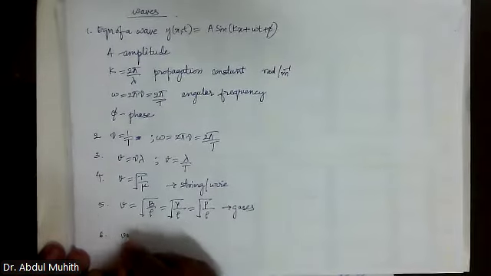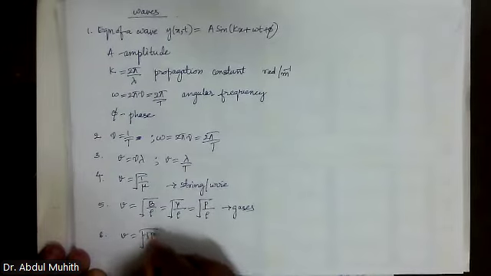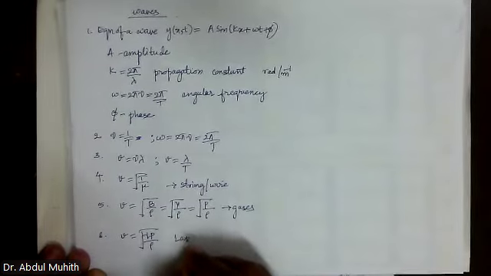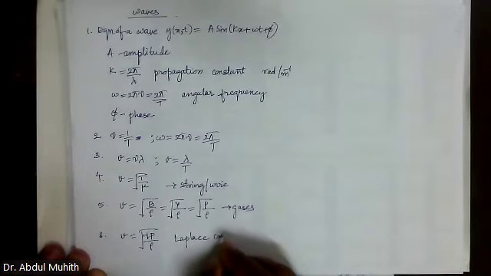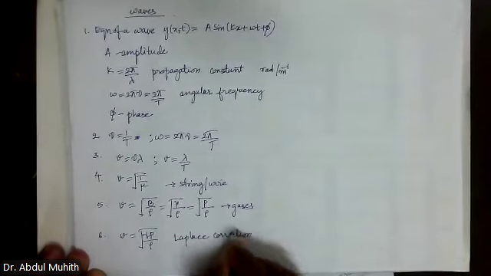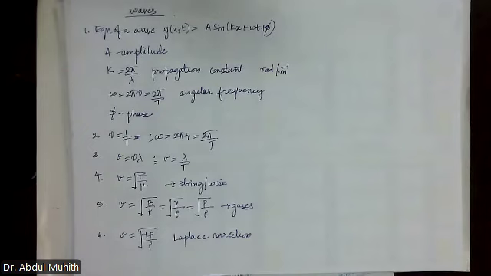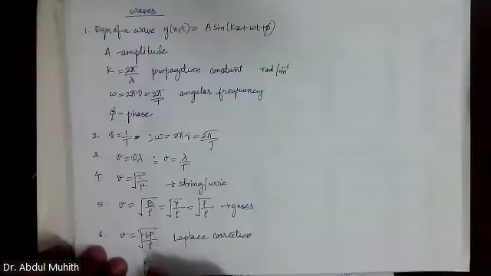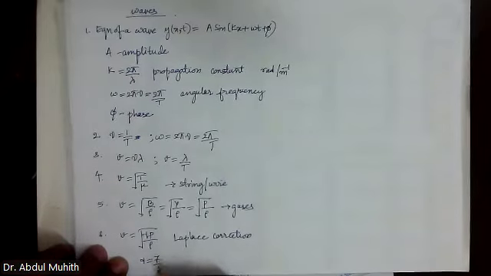Sixth one, Laplace correction: v is equal to under root of gamma P by rho. This is Laplace correction. The value of gamma is equal to 7 by 5.